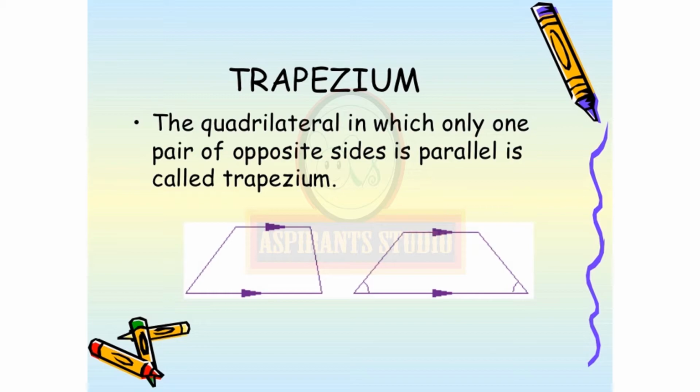Trapezium. The quadrilateral in which only one pair of opposite sides is parallel is called a trapezium.